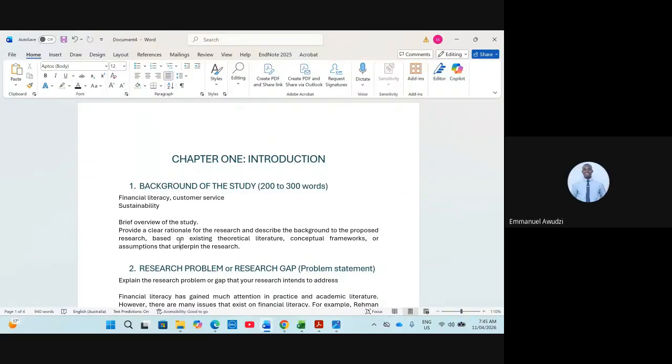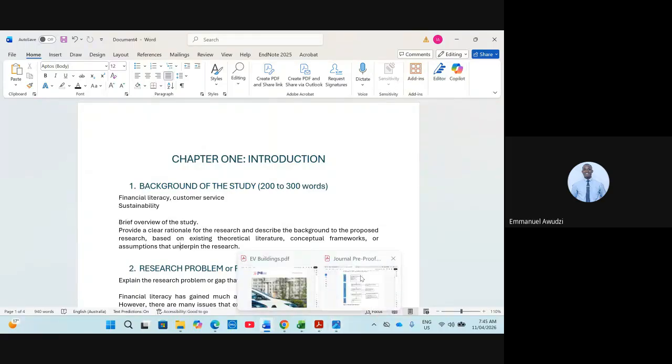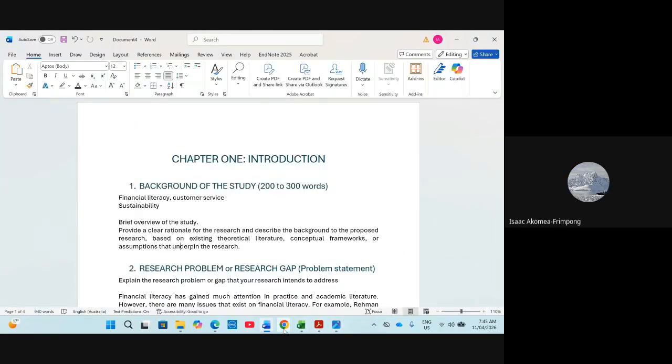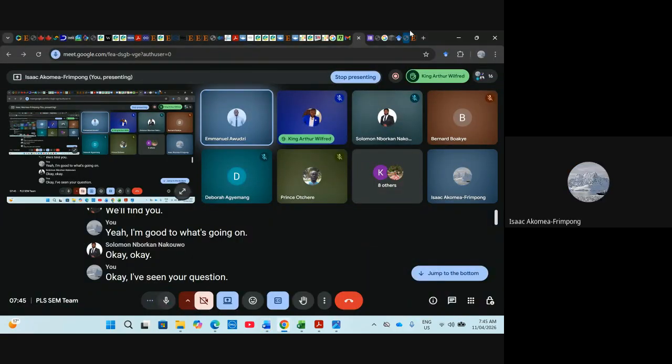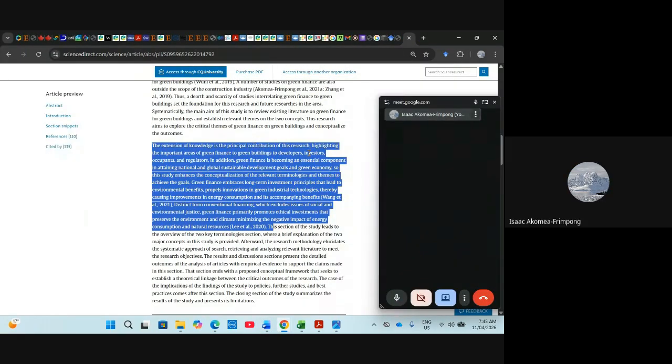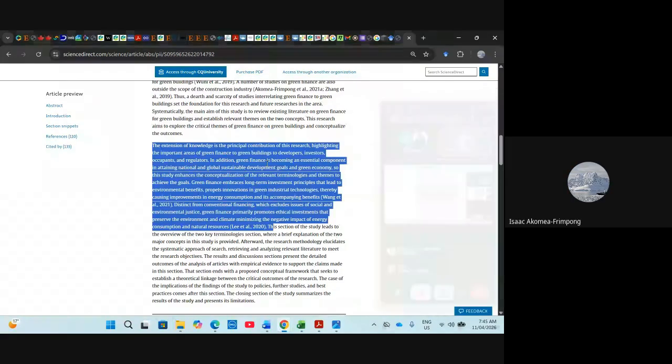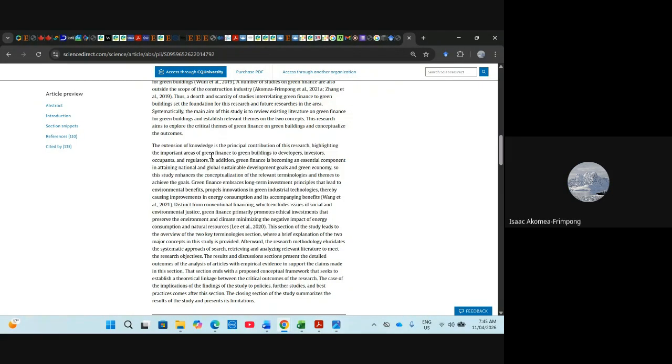Please, my next question is: let's say there's a popular concept in the industry, and you want to bring that concept into your field of study, let's say the construction industry. Is that a good gap? Is it advisable? Yeah, that's a good gap, and that's how come we have the circular economy.